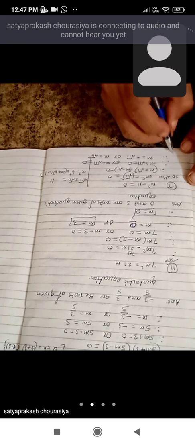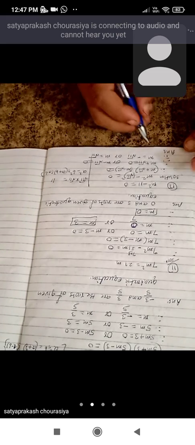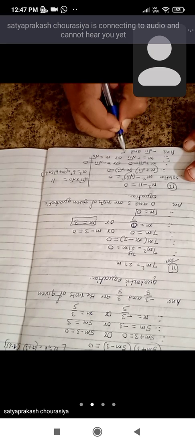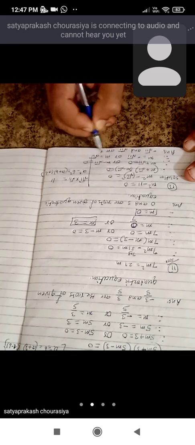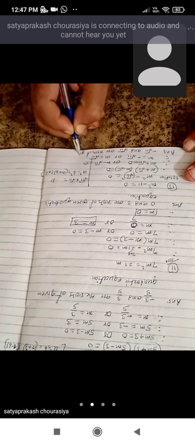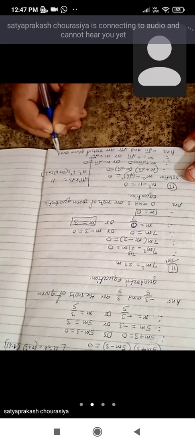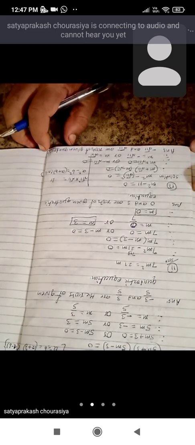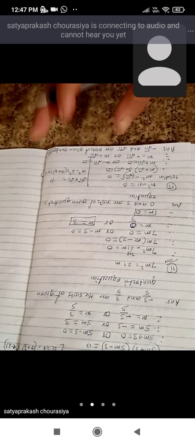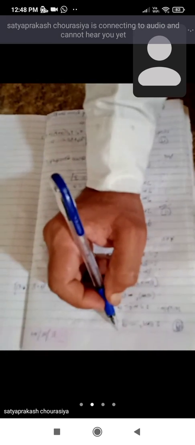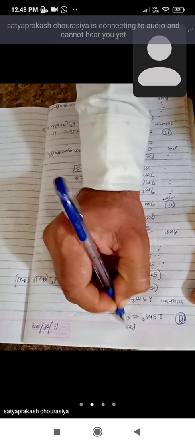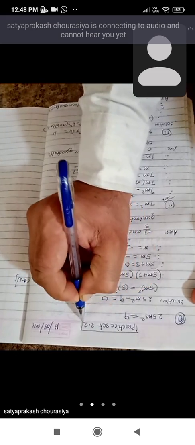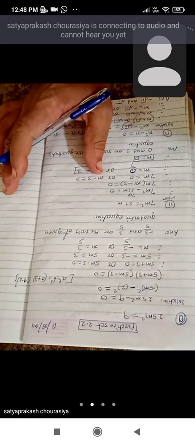It's clear now? Now write down the answer. Minus under root 11 and under root 11 are roots of the given quadratic equation. Now we have completed all the questions of practice set 2.2. Understood, student? Practice set 2.2.